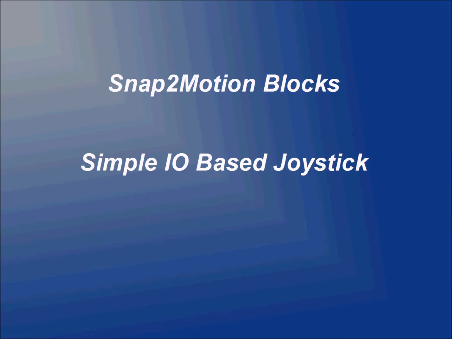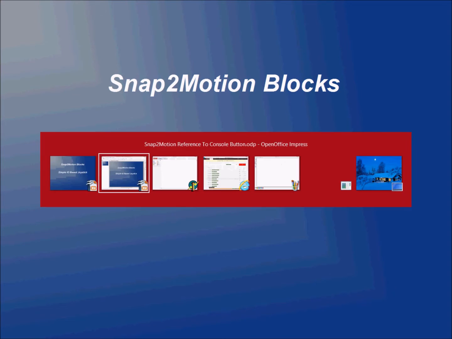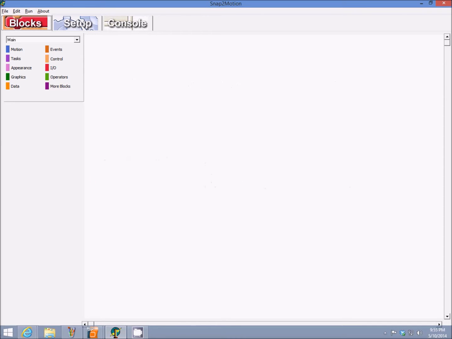Snap-to-motion blocks, simple I/O-based joystick. A common machine control requirement is to use some digital inputs as direction buttons to manually move a motor one way or the other during training or manual control of a machine. There's a number of ways we can do that with the blocks.